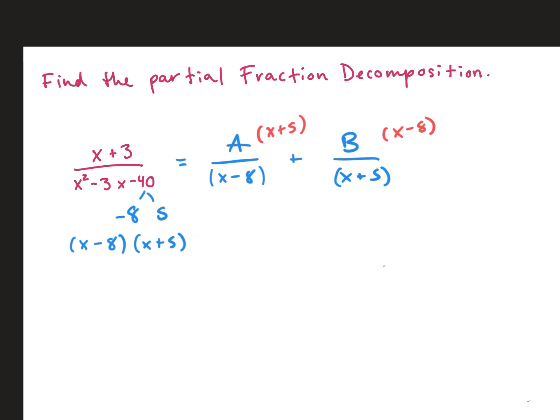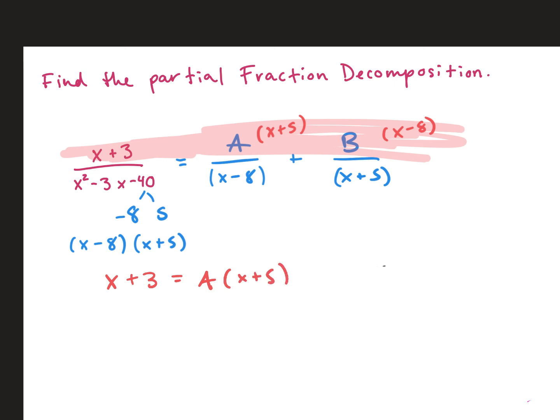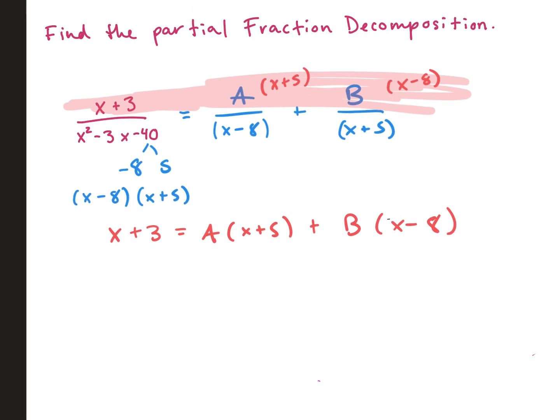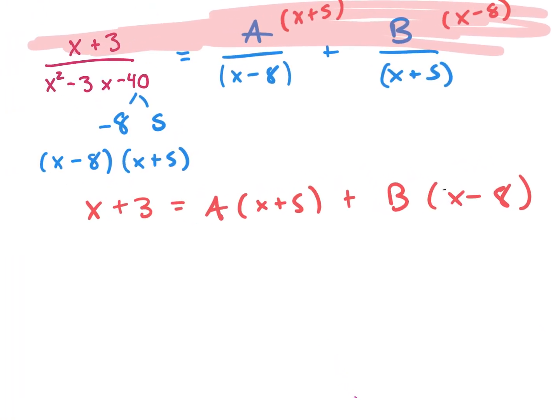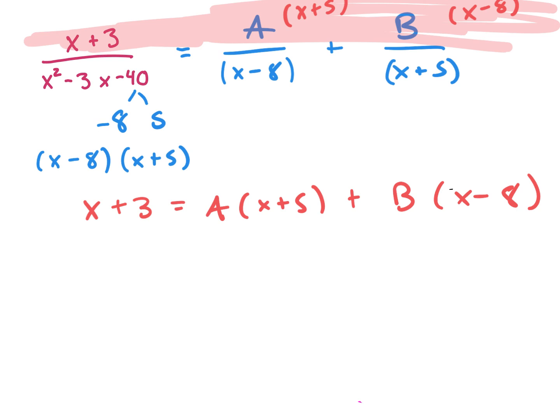And then what should I do? Set the numerators equal to each other. So I have x plus 3 is equal to a times x plus 5 plus b times x minus 8. What's next? Find what value of x makes this 0. So what's x going to be equal to? Negative 5 and positive 8.